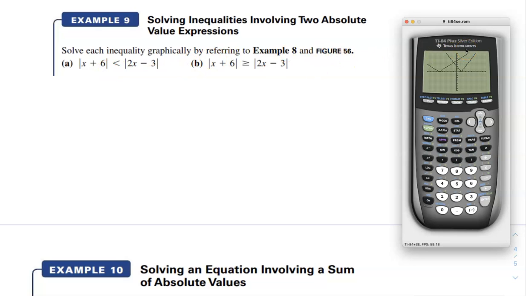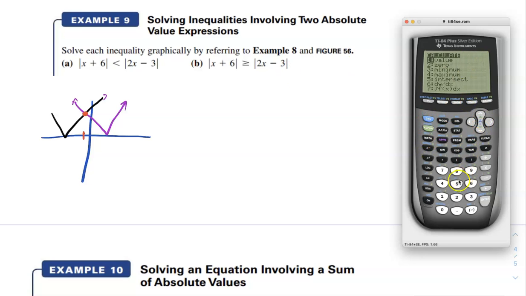So I have this picture where over here somewhere we have this, and then over here somewhere we have this, crossing the streams. Now look what the question is. When is x plus 6, which is my black graph, less than 2x minus 3, which is my purple graph? Right here they're equal, which is always important. That point right there is equal. I should figure out what that point is. Second, calculate, intersection. Just hit enter a couple times, and that is at negative 1. Thought so. So right here is where these two graphs are equal.